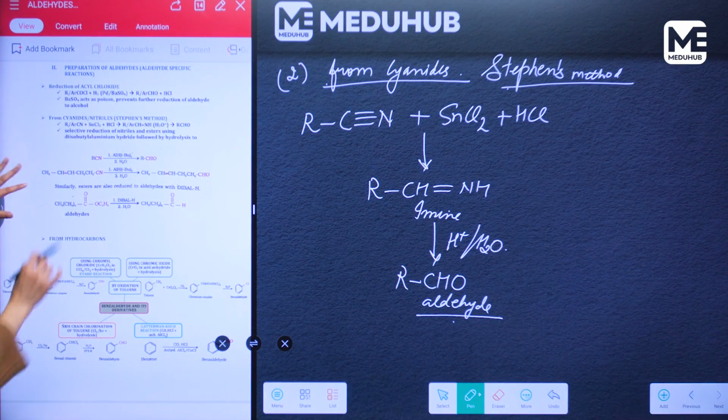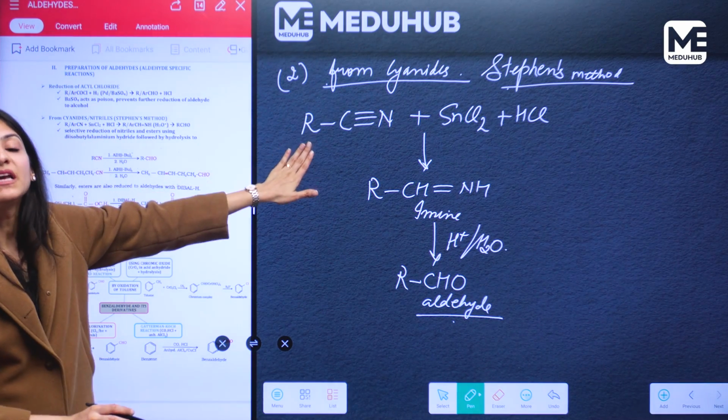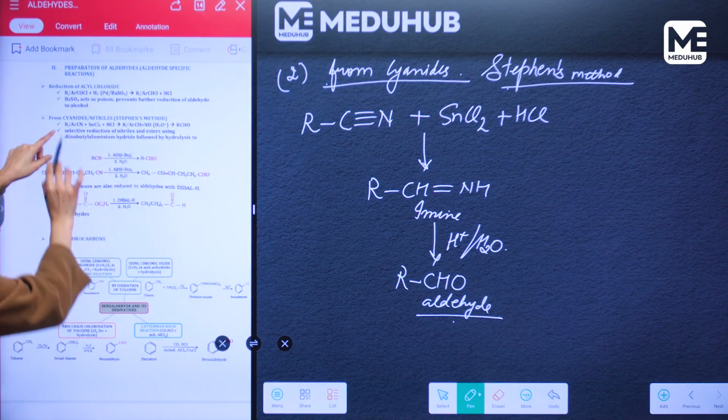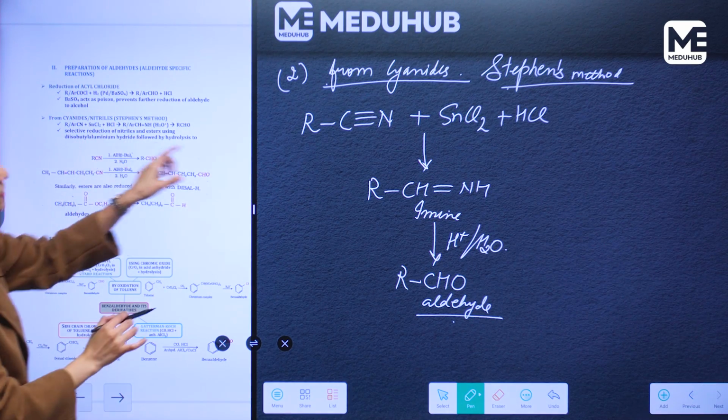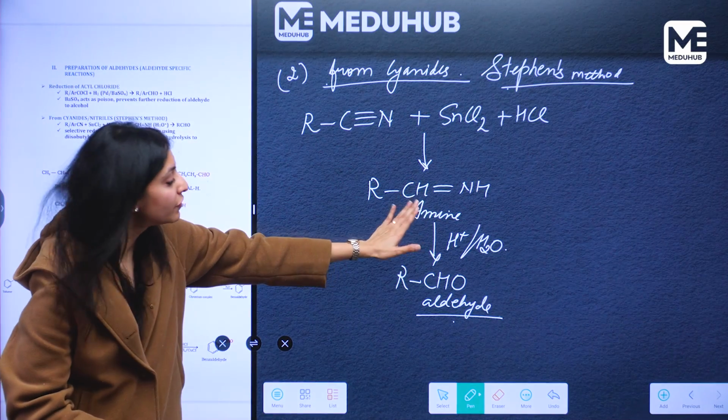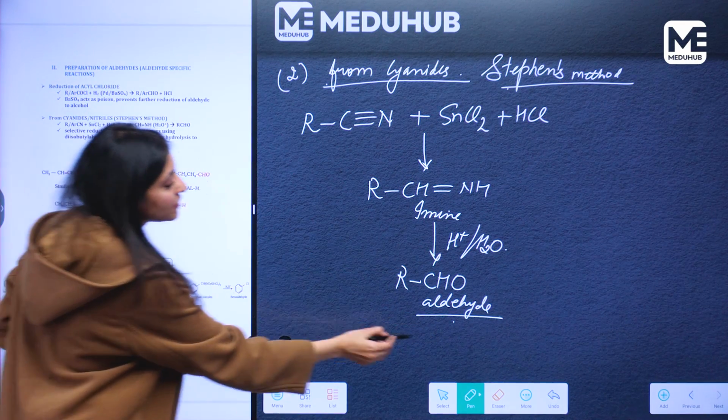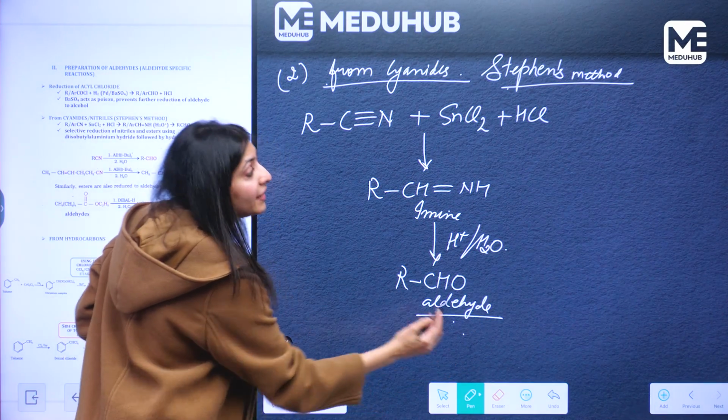So if you look here, this R group can be either alkyl or aryl. When treated with SnCl2 and HCl, we get this imine here, which can further be hydrolyzed using an acid to the aldehyde here.